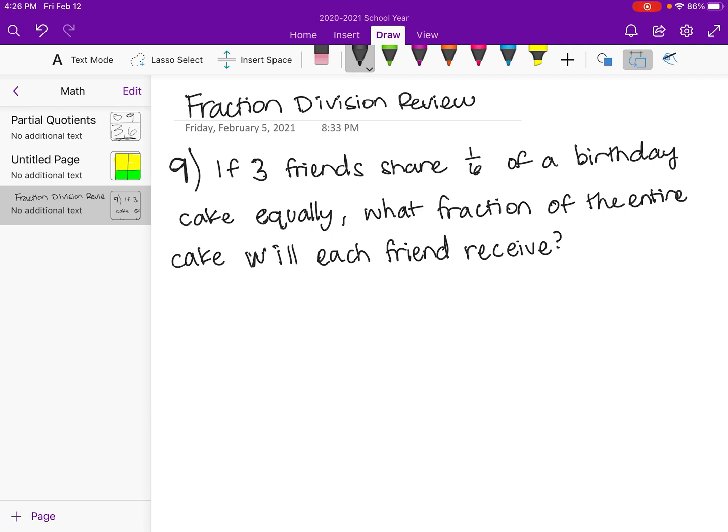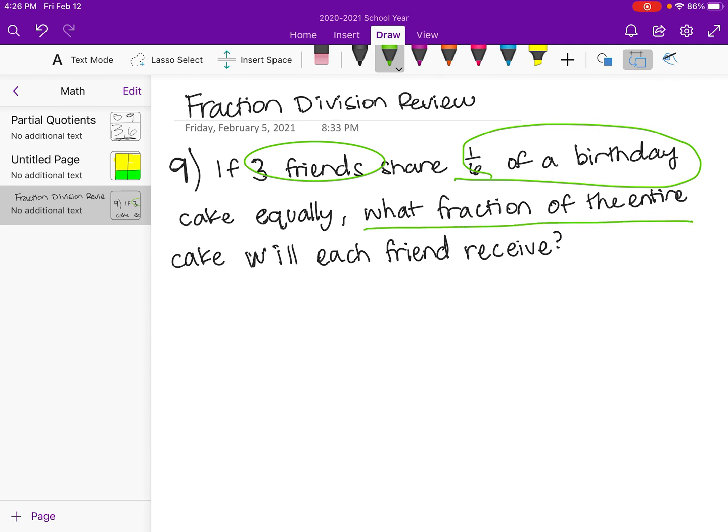All right, so for my fraction division review, problem 9, the question is, if 3 friends share 1/6 of a birthday cake equally, what fraction of the entire cake will each friend receive? So I'm going to start by circling what I know and underlining what I don't know, or what the question is asking me. So it says, if 3 friends, so I know I have 3 friends, share 1/6 of a birthday cake equally, so there's 1/6 of a birthday cake, what fraction of the entire cake will each friend receive?